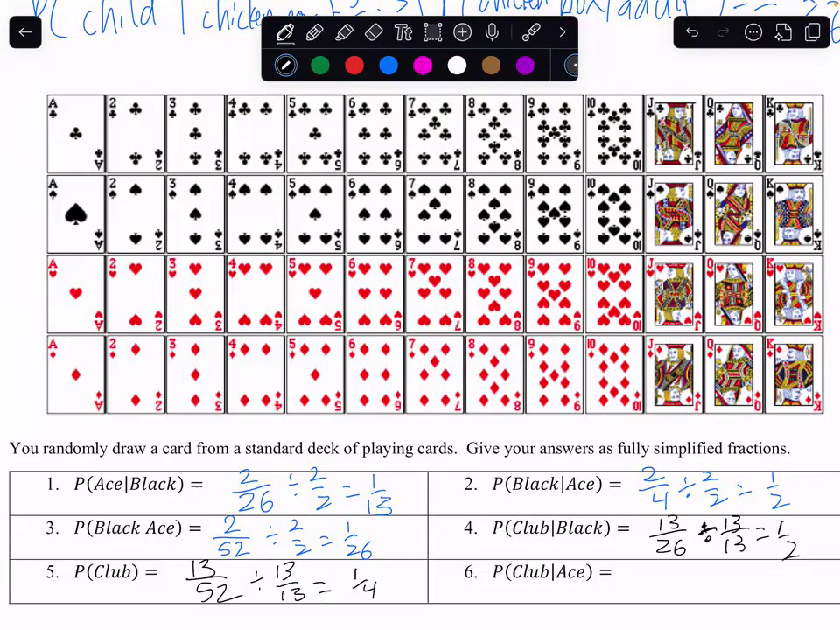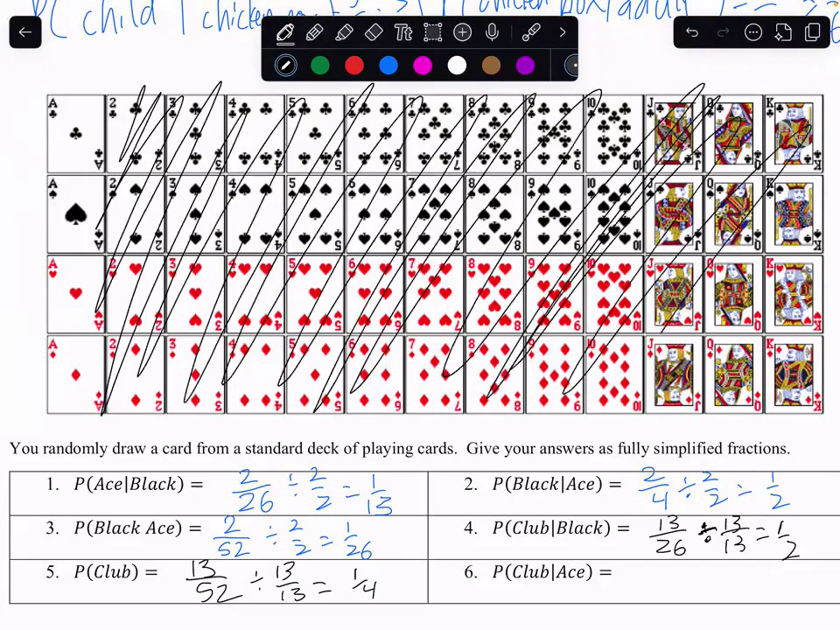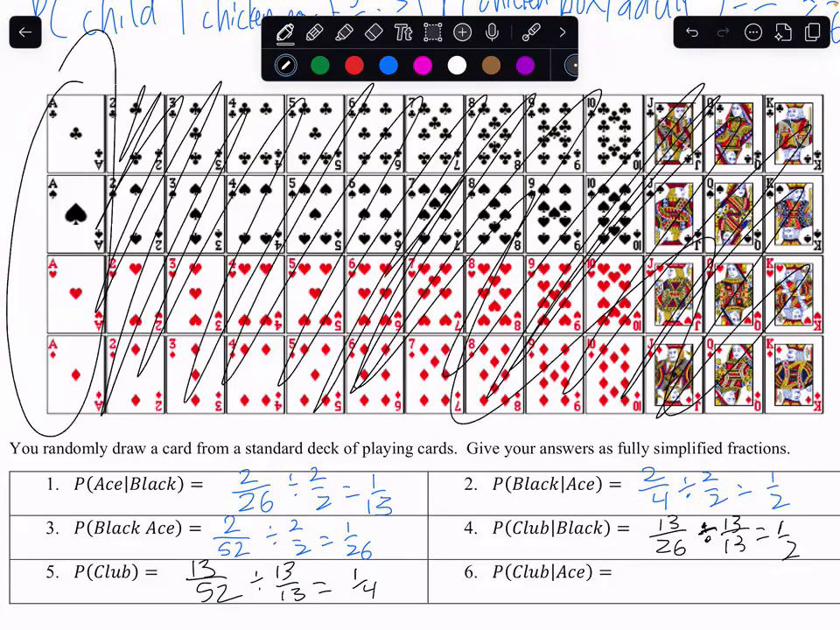Okay, and then lastly, probability of club given ace. Given ace means, again, you throw away every card that's not an ace. So you only have 4 options to choose from. Of those 4 options, one of them has the suit of clubs. Okay, so 1/4.